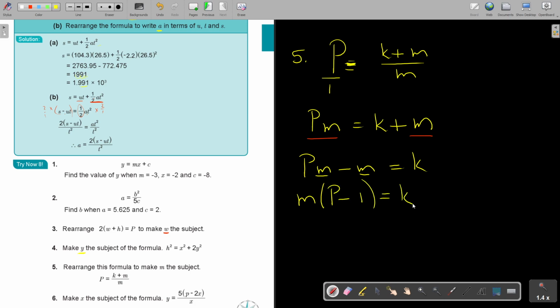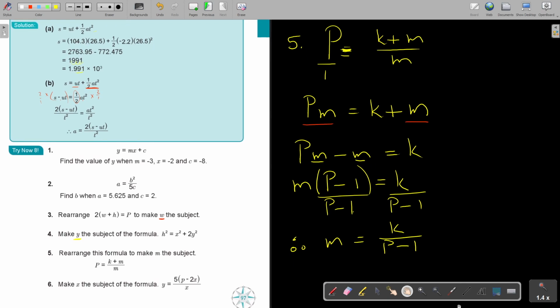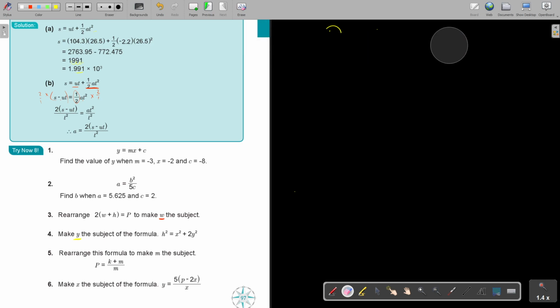Okay. And now you want to get M alone, so you divide by P minus 1 on both sides. So therefore, M equals K over P minus 1. And that's how you do it. And I think this one is going to be really the final one. Let's just move up a little bit. Yes, number 6. So let's just make space for the final one in this video.